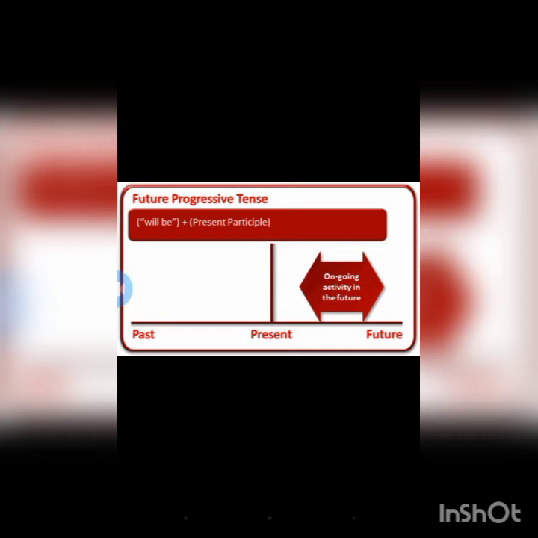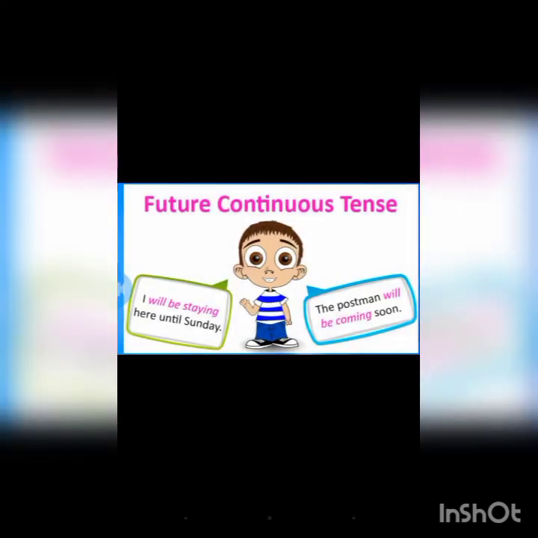So in this we will use will be plus the present participle. See here, I will be staying here until Sunday. This action is continuing in the future and it is for an expected length of time, till Sunday. So I will be staying here until Sunday. The postman will be coming soon. Have you understood what is future continuous tense now?